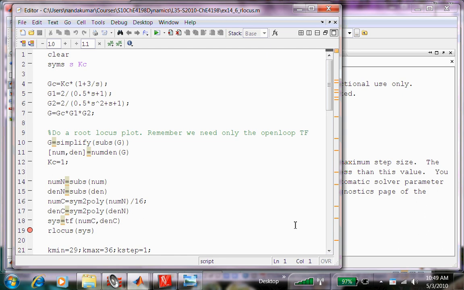Now, when you're doing a problem of this type, I don't expect you to remember all the commands, but you should be able to find out using the help. There are a number of commands that we have used. We've seen it before, numden, for example, on line 9-11. What does that do? And what am I doing in line 18? What is the overall objective? That's the first thing you should have in your mind. The overall objective is to construct a transfer function object in MATLAB, which is what the rlocus function in line 19 requires.